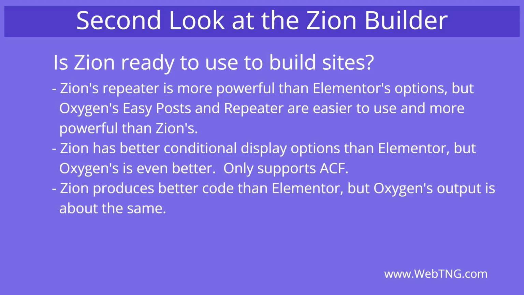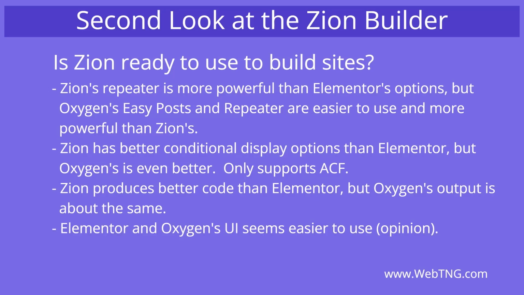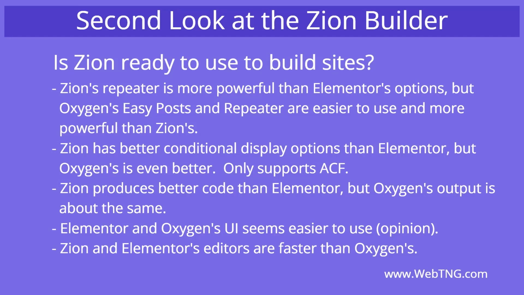In terms of front-end output, Zion produces better code than Elementor, but not Oxygen. The Elementor user interface is much smoother than Zion's, and Elementor is easier to pick up. Oxygen has a steeper learning curve than Zion, but the Oxygen UI seems better to me, as the many Zion panels and the available elements in the pop-up don't seem as convenient. Obviously, this is a personal preference.